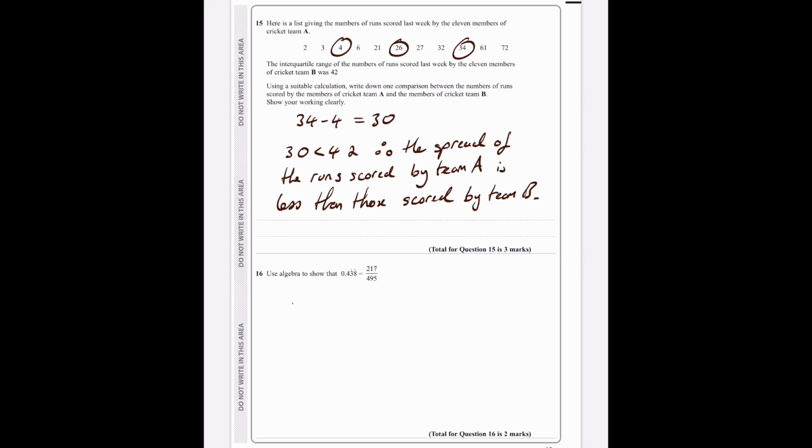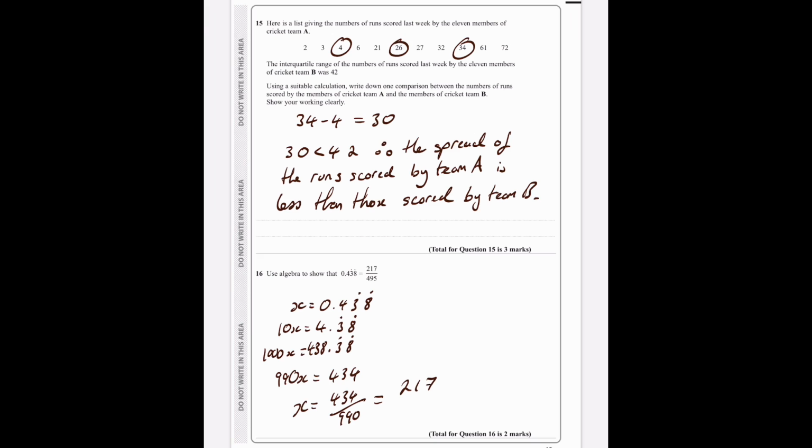Question 16 is a standard recurring decimal to fraction question. I like to put the recurring part up against the decimal point, so the first thing I'm going to do is multiply by 10. We've got two recurring numbers, so I'm going to multiply both sides by 100 there, giving us 1000x is 438.38 recurring. And then if we subtract 10x from 1000x, we get 990x, and that will be equal to 434, because the recurring parts will cancel. Divide by 990 and simplify to get 217 over 495.